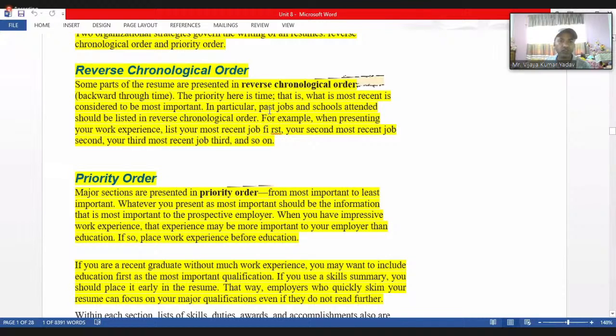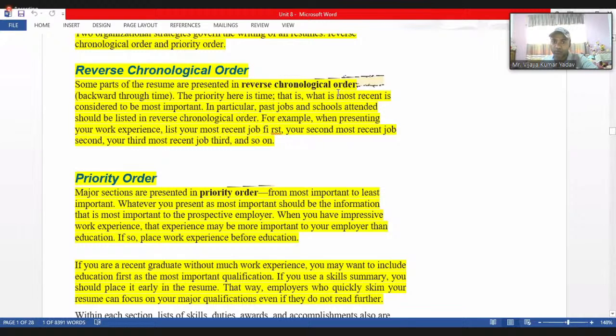So the first one here you have is reverse chronological order. Some parts of the resume are presented in reverse chronological order. So backward through time. The priority here is time. So in chronological order we focus on time first. What is most recent is considered to be most important. If we are going to mention the degrees, then what is most recent we write first in chronological order.